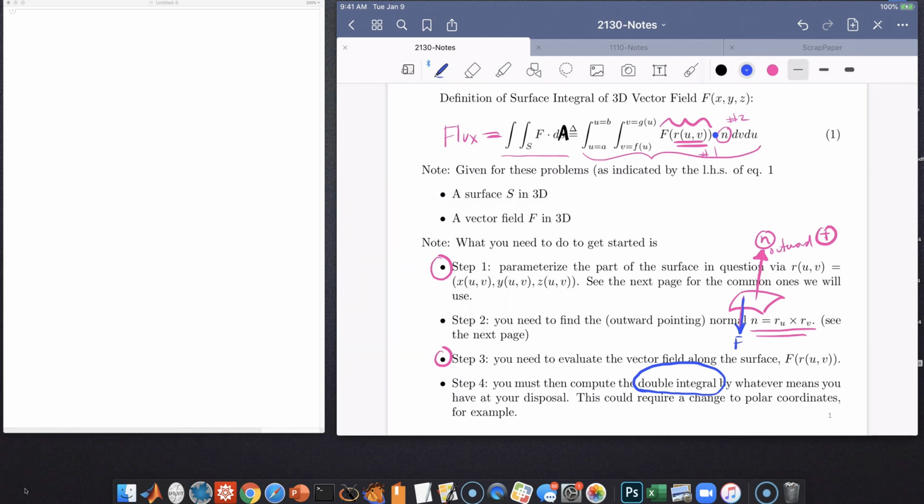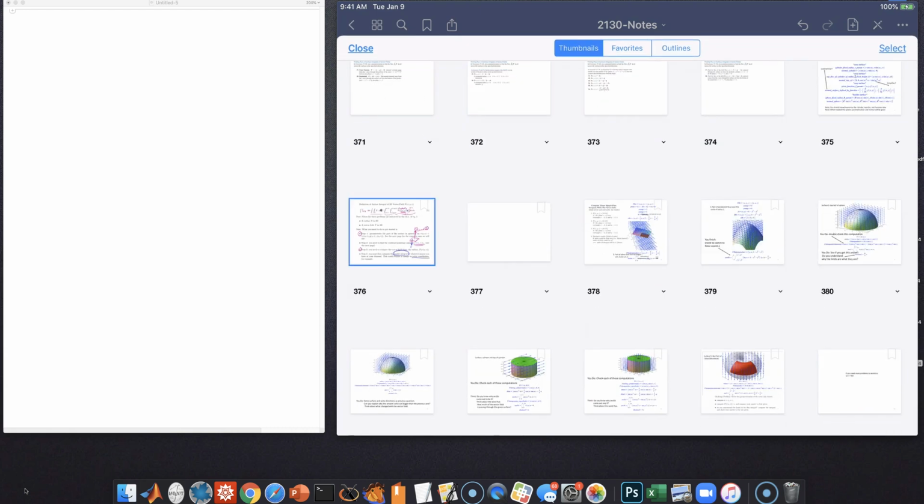You may need to reverse the order of integration. You may need to change coordinates by switching to polar coordinates, for example. So using all the different techniques we had in the integration section. Okay. So here is a quick example.